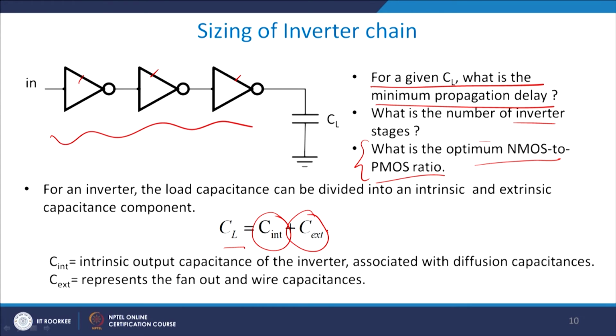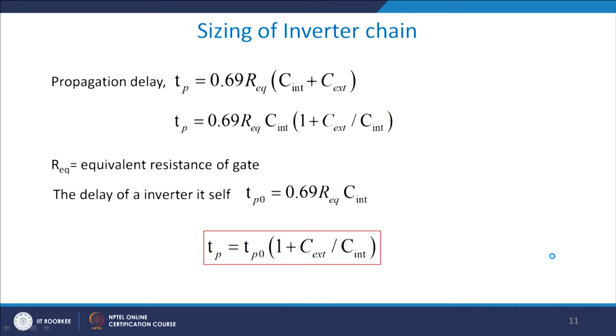So this is primarily because of fan out, and because of the intrinsic output capacitance of the inverter, associated with the diffusion capacitance and so on. So I get CL equals C internal plus C external. Propagation delay Tp will be equal to 0.69 R equivalent times (C internal plus C external). We have seen this point. If you take C internal as common, then I get Tp equals 0.69 R equivalent C internal times (1 plus C external by C internal), where R equivalent is basically the equivalent resistance of whatever gate you are trying to use.